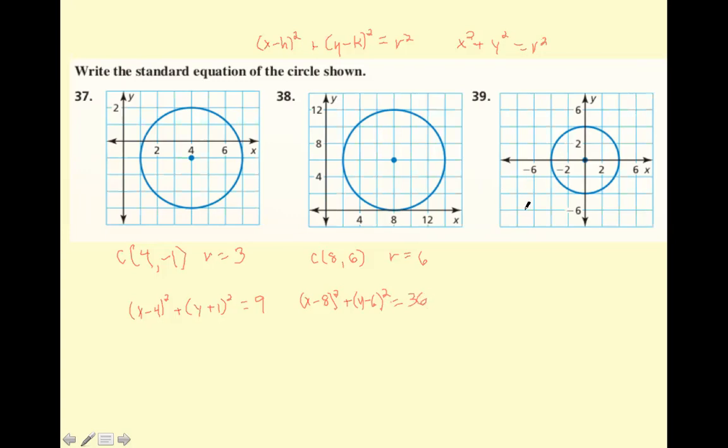All right, on 39, this time we have a circle centered at the origin, so that's handy. Looks like we're going by 2s on the graph. So our center this time is the origin, so 0, 0. Our radius, we're going by 2, so it looks like we're going 2, 4 units. So our equation turns into x squared plus y squared equals 4 squared, which is 16. So move that out of the way.